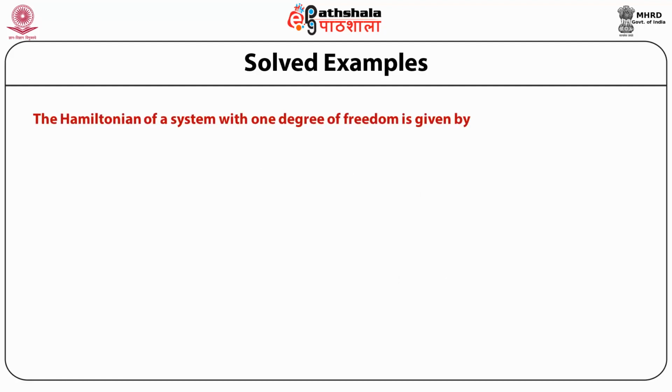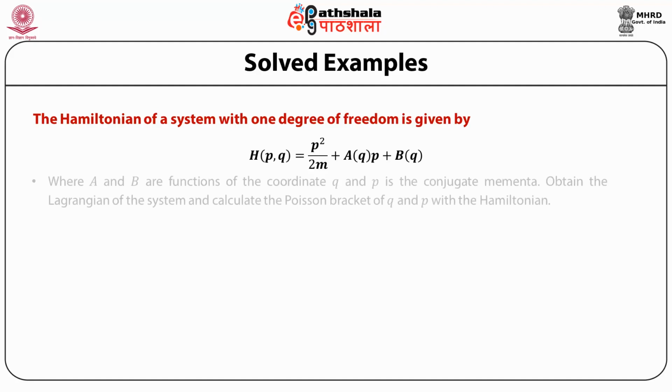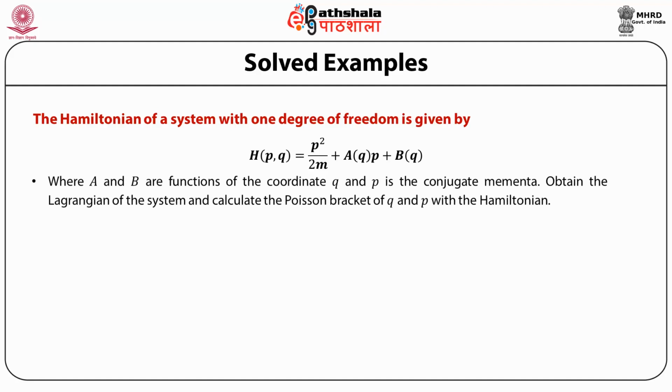Example 3: we will consider a Hamiltonian system with only one degree of freedom, and the Hamiltonian is given by p square by 2m plus some function a of q multiplied by p plus some function b of q, where a and b are functions of the coordinate q and p is the conjugate momentum. We want to obtain the Lagrangian of the system and calculate the Poisson bracket of q and p with the Hamiltonian.